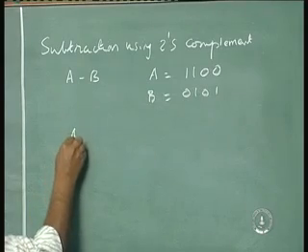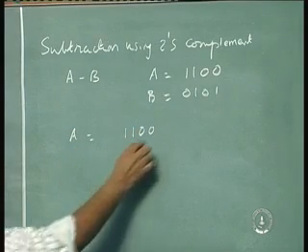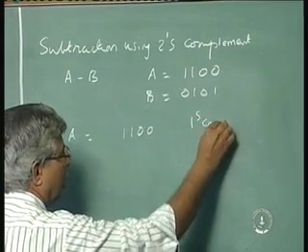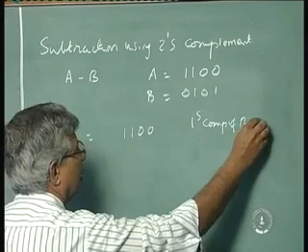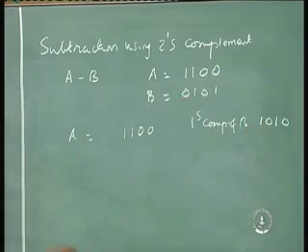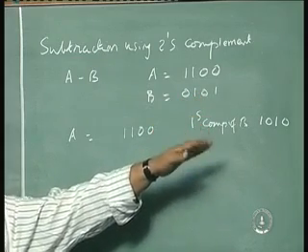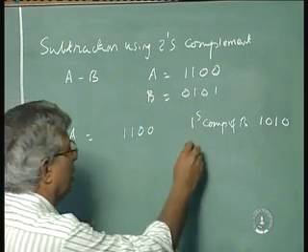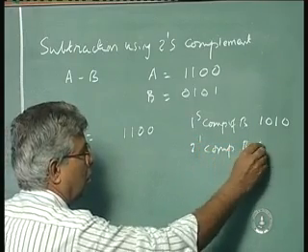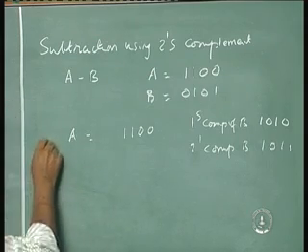So what you do is, I write A as it is, and I find the 2's complement of B. So, the 1's complement of B first, right? The 1's complement of B is 1, 0, 1, 0. That means complement bit by bit. Each bit you complement. That is the 1's complement. Add 1 to it, you get the 2's complement. So, I am now going to add the 2's complement of B.